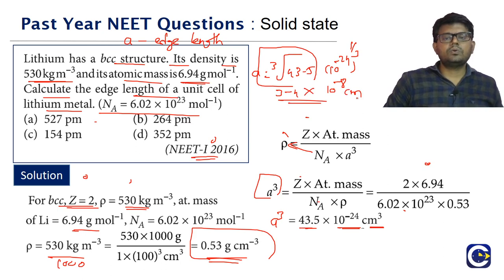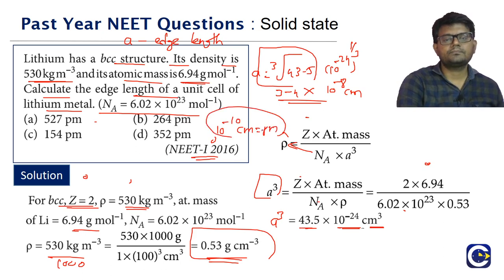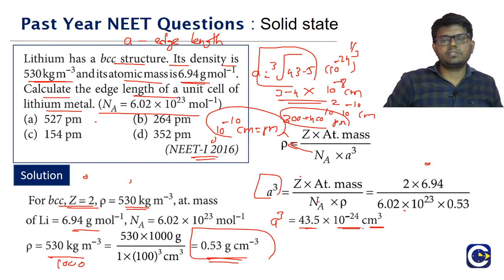Okay. Now in terms of picometer, what is a picometer? It is 10 power minus 10 centimeter. So we can write it as 10 square into 10 power minus 10 centimeter, which is 10 power minus 8. So this is between 300 to 400 picometer. That is what I was talking about, the approximation. The value will be between 300 to 400 picometer.